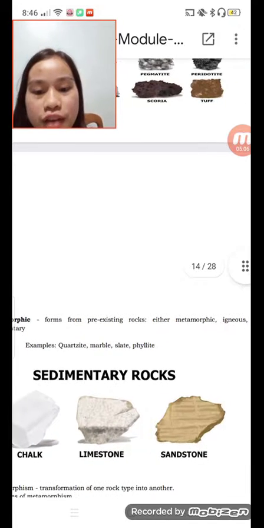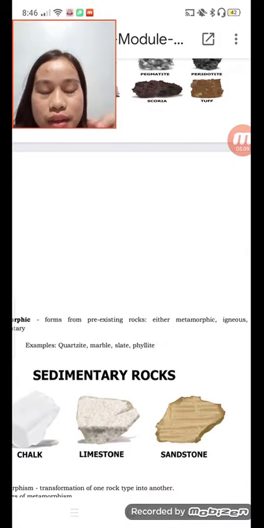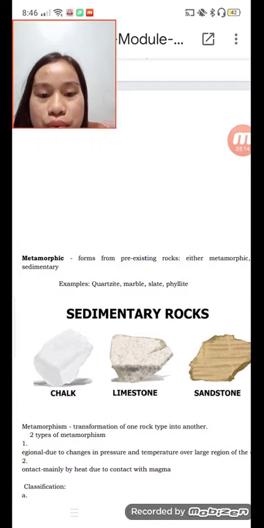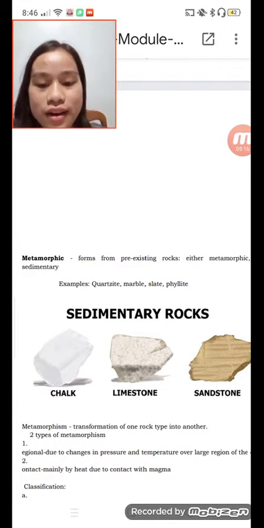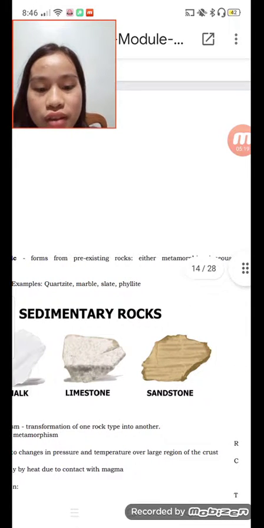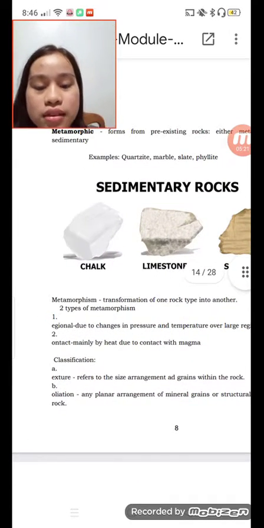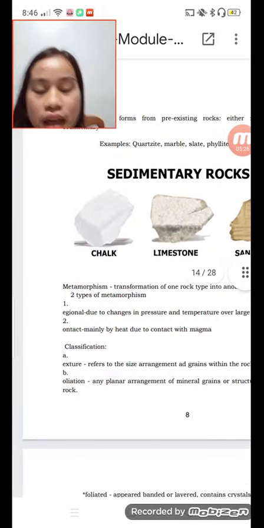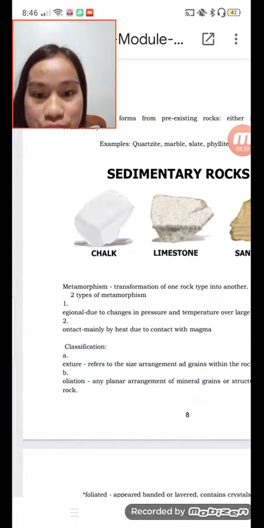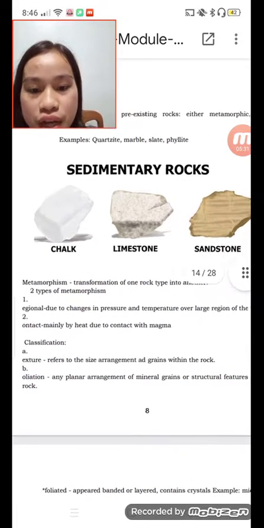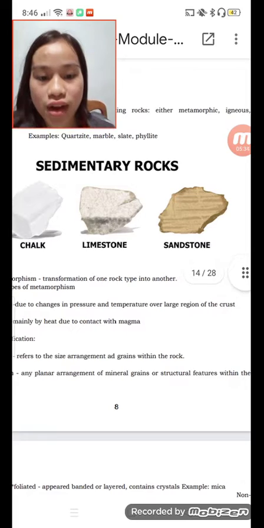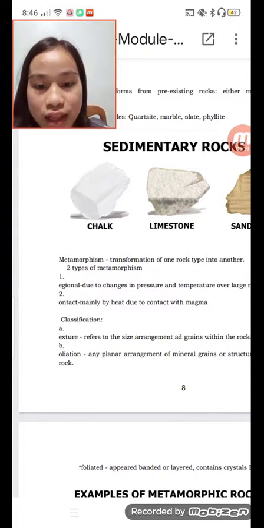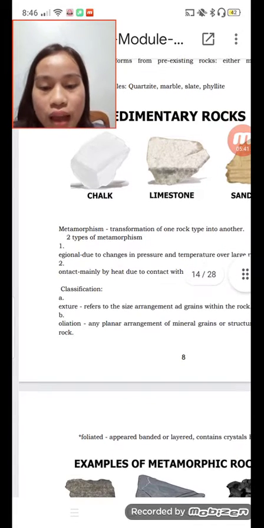Then metamorphic rocks form from pre-existing rocks, either metamorphic, igneous, or sedimentary. Examples: quartzite, marble, slate, and perlite. Sedimentary rocks yield chalk, limestone, and sandstone. Metamorphism is the transformation of one rock type into another. Two types of metamorphism: one, regional, due to change in pressure and temperature over a large region of the crust. Two, contact, mainly by heat due to contact with magma.